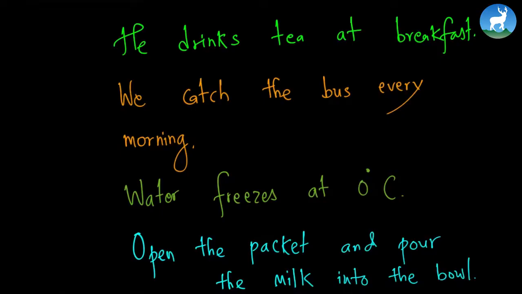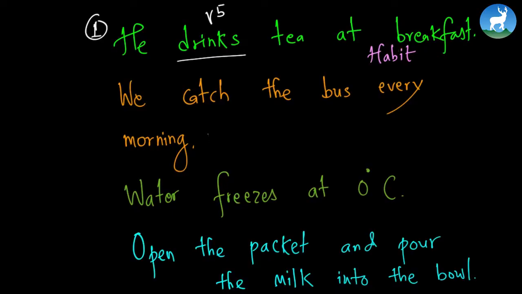So let's study them. The first one is: he drinks tea at breakfast. Now clearly, drinks is the simple form of the verb. This sentence denotes somebody's habit. So this is someone who likes to drink tea at breakfast. So that's a habit.